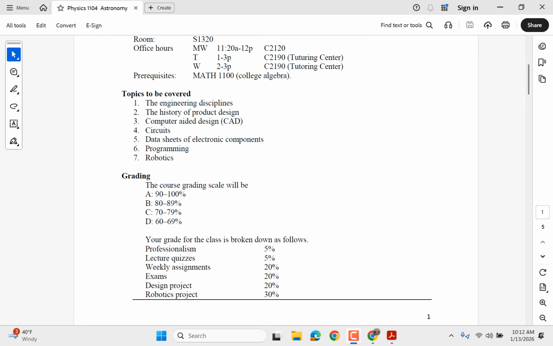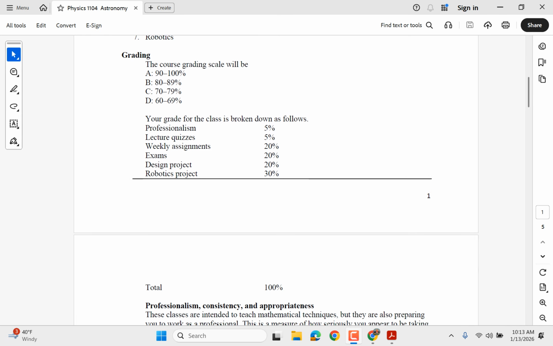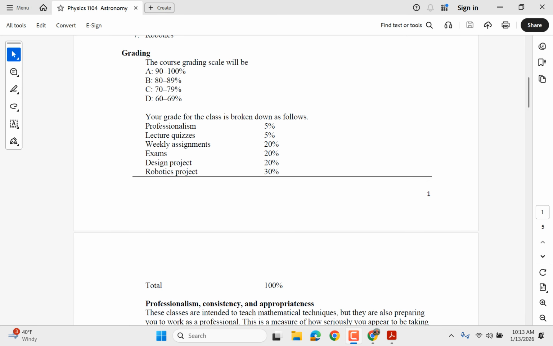The grading will probably be 90, 80, 70, 60, unless there's some reason I have to curve it. It won't be any higher than that, but if the test scores are lower than I meant them to be, maybe I'll curve it down a little, but usually it stays right about this. And then the grade breakdown is this, and I'll talk about all these individually. The first one I'm calling professionalism, consistency, and appropriateness. And then lecture quizzes, weekly assignments, exams, the first design project, and the robotics project. And that all adds up to 100, which is great.